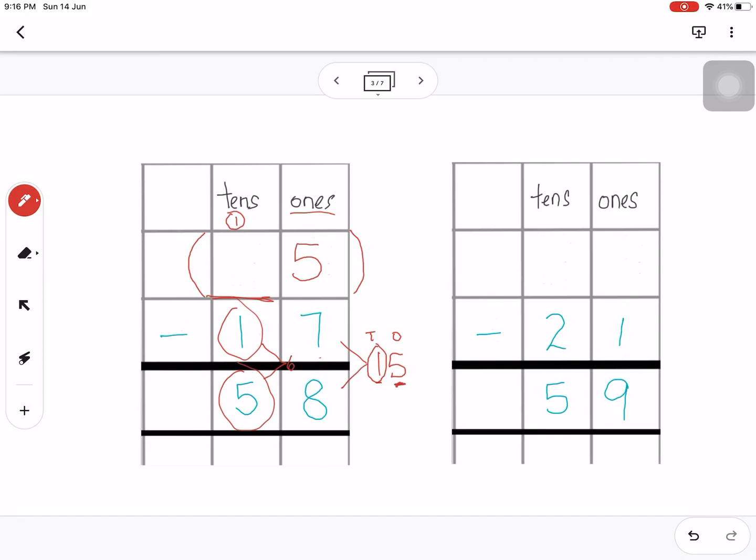But we cannot straight away write 6 here. Because remember this one, 7 plus 8 makes 15, the one that we did regroup already. So that means 1 and 5 makes 6, and 6 needs to plus this one. Okay, 6 plus 1 will make 7. So the answer is 75. 75 minus 17 is equal to 58.